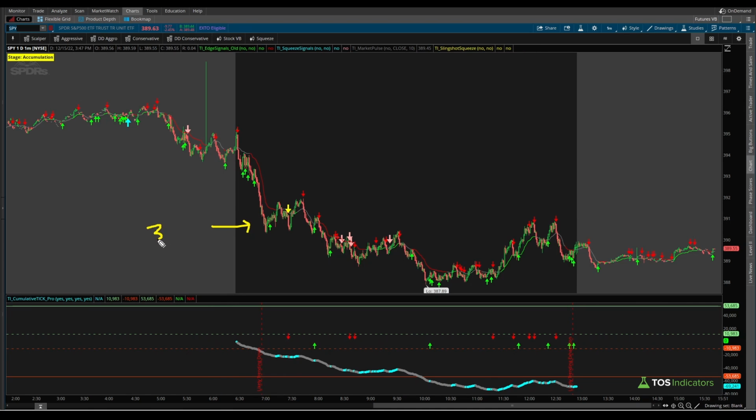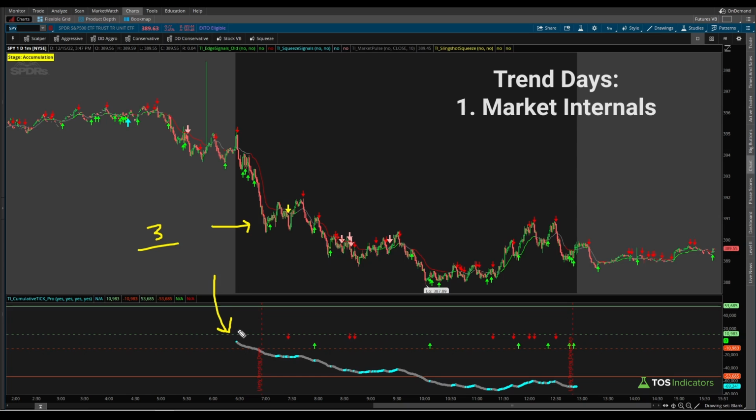There's 3 different angles that I'll be looking at trend days from. The first is poking behind the scenes and taking a look at what the market internals told us. We'll take a look at the tick, the cumulative tick, along with things like the advanced decline spread. Once we do that, we'll move on to number 2, in which we take a look at the market structure.